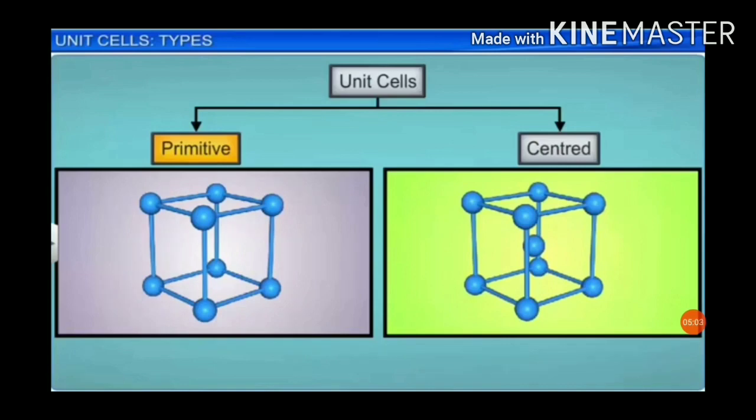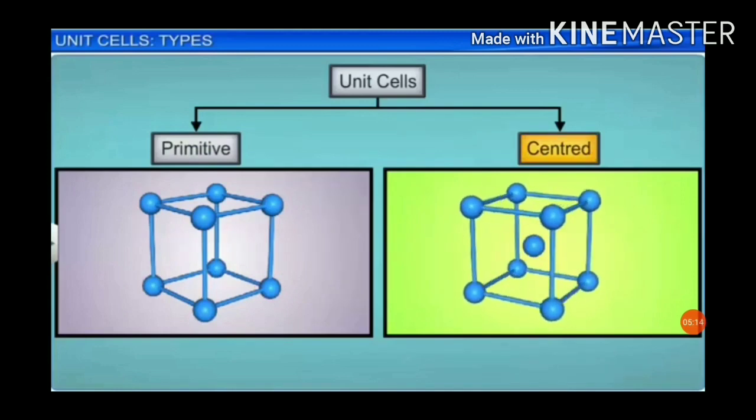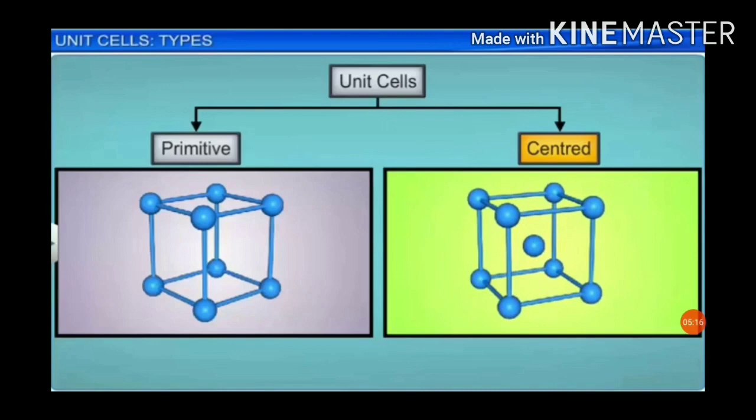The second type of unit cell is known as the centered unit cell. In this unit cell, one or more constituent particles are present at positions other than corners, in addition to those particles present at its corners. So, unit cells are classified into two types, primitive and centered unit cells.